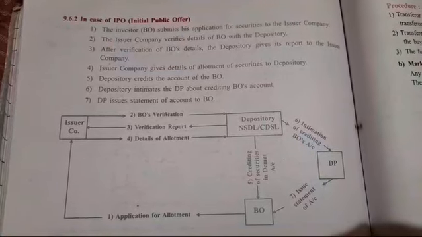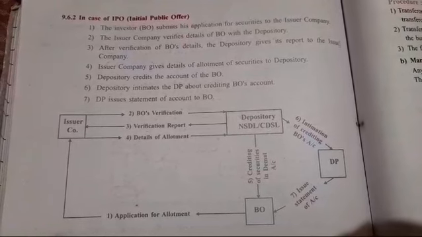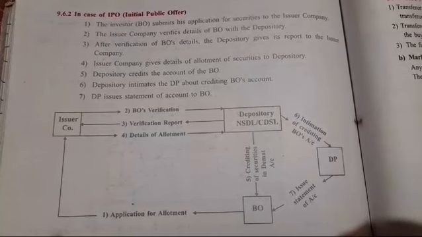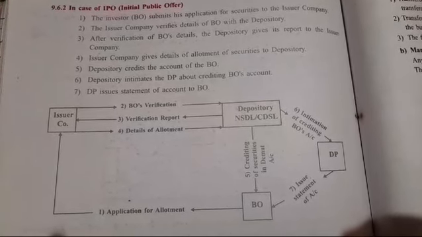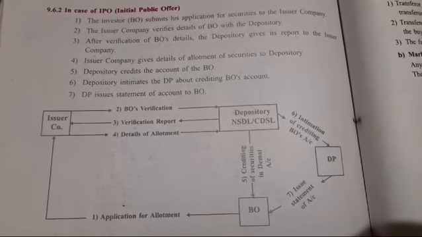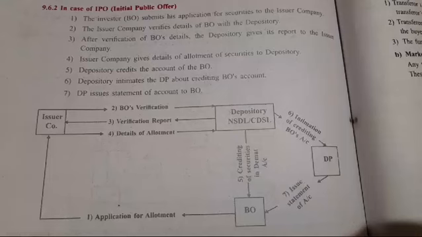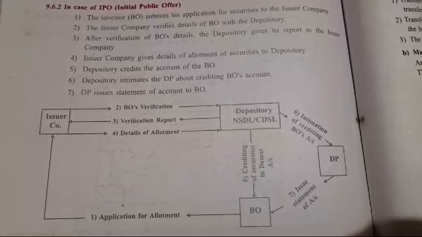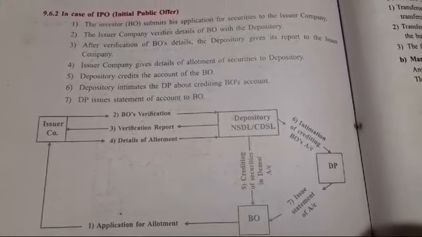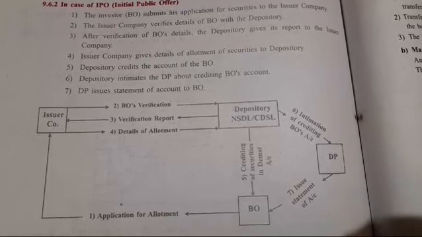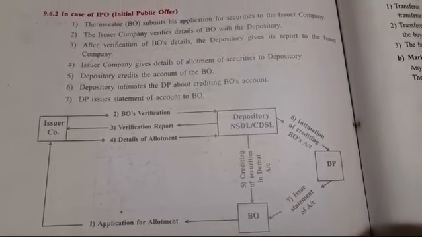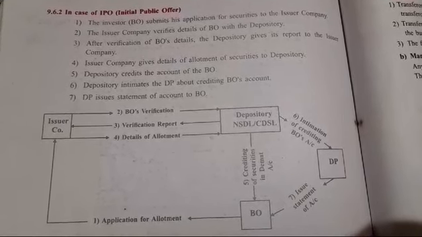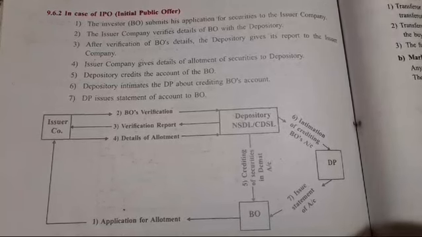In case of IPO, initial public offer: First, the investor, the BO, submits his application for securities to the issuer company. Second, the issuer company verifies details of the BO with the depository. Third, after verification of the BO's details, the depository gives its report to the issuer company. Fourth, the issuer company gives details of allotment of securities to the depository. Fifth, the depository credits the account of the BO. Sixth, the depository intimates the DP about crediting the BO's account. Seventh, the DP issues a statement of account to the BO.